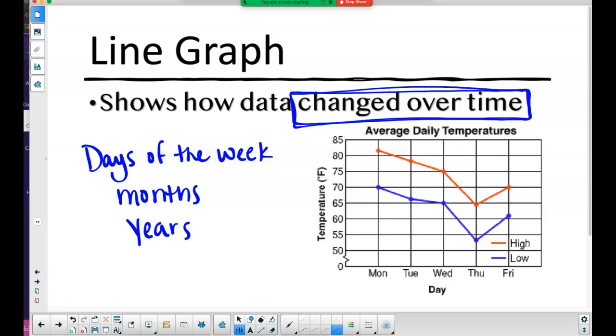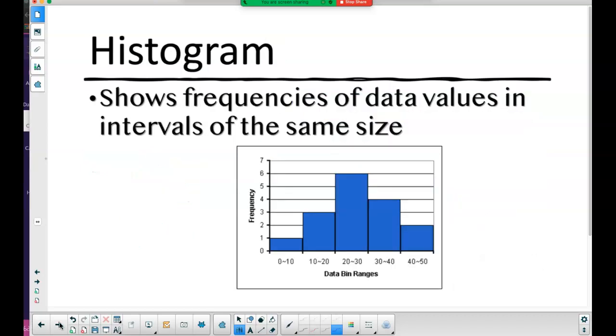Now, what kind of graph would I use? A bar graph or a circle graph. Okay, a bar graph, because you could show the number of people in each category. A circle graph, you could show the percent of people in each category. Okay. All right, the next one is a histogram.